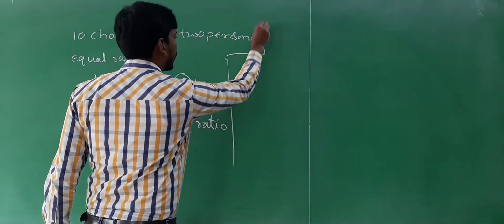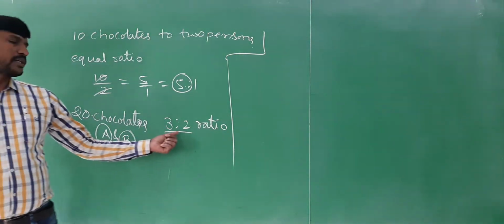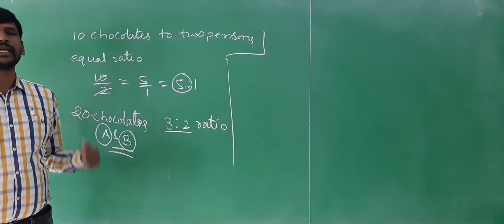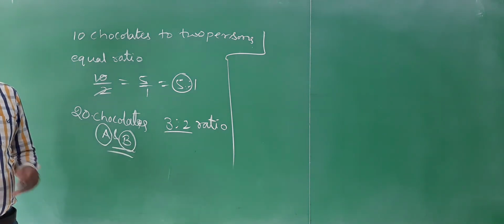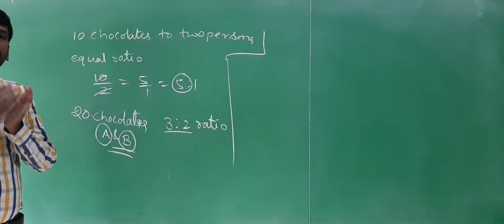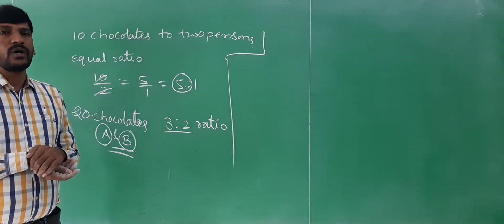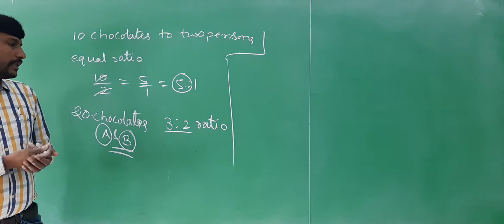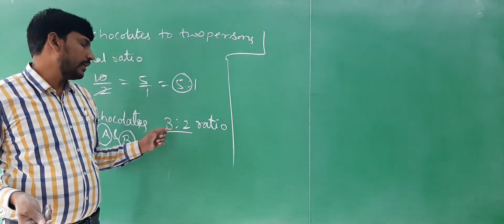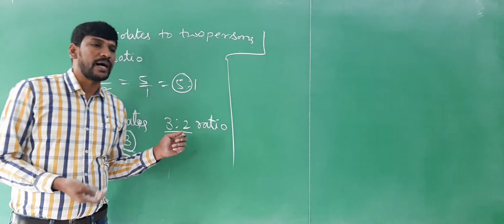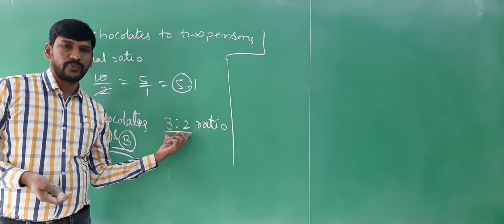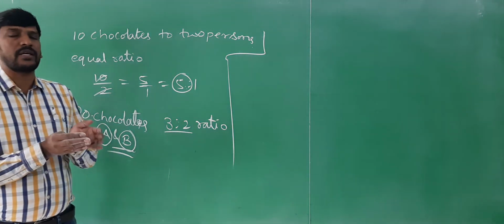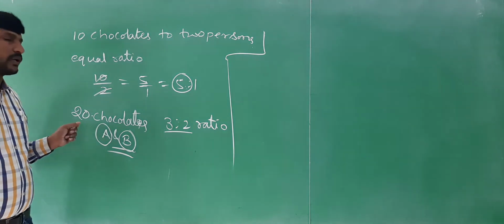Can anyone tell me how many chocolates A will get here? By seeing that ratio alone, we cannot say how many chocolates A will get or how many B will get. Clear here? So first of all, we need to divide these 20 chocolates into equal parts, right? How many parts are we going to divide into? That is important. The number of equal parts is nothing but the sum of the ratio. The sum of these 2 quantities gives how many equal parts we are going to divide the total chocolates into.